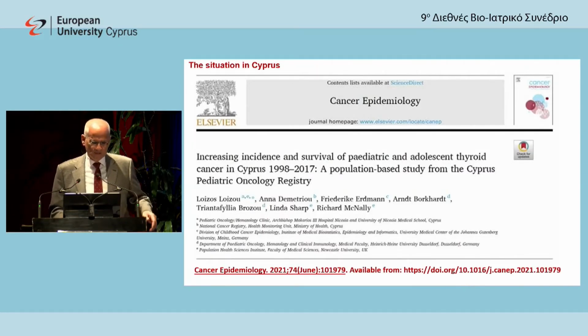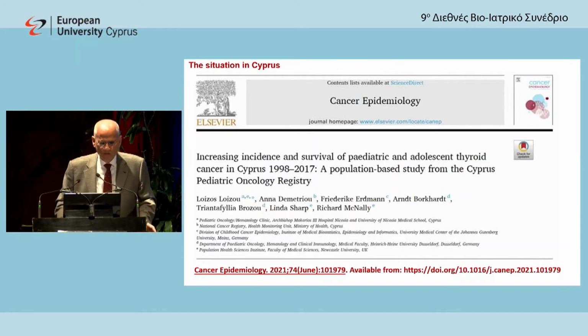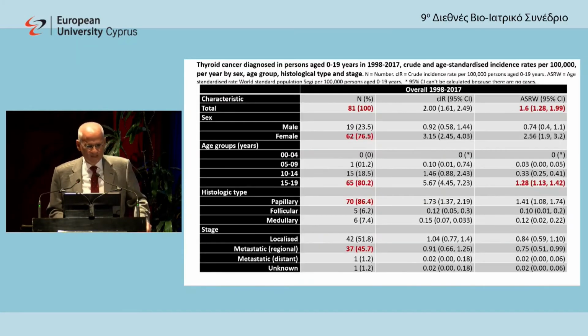This is a paper that was published about the study of thyroid cancer. And the reason I showed this is to thank our international colleagues, in particular Friederike Erdmann from Mainz, Arne Bockert from Düsseldorf, Triantafyllia Brozu from Düsseldorf, and Linda Sharp and Richard McNally from Newcastle, UK. So we have an international team of experts who help us to understand very well what happens in Cyprus, and hopefully we can find conclusions that could be applicable to our population.